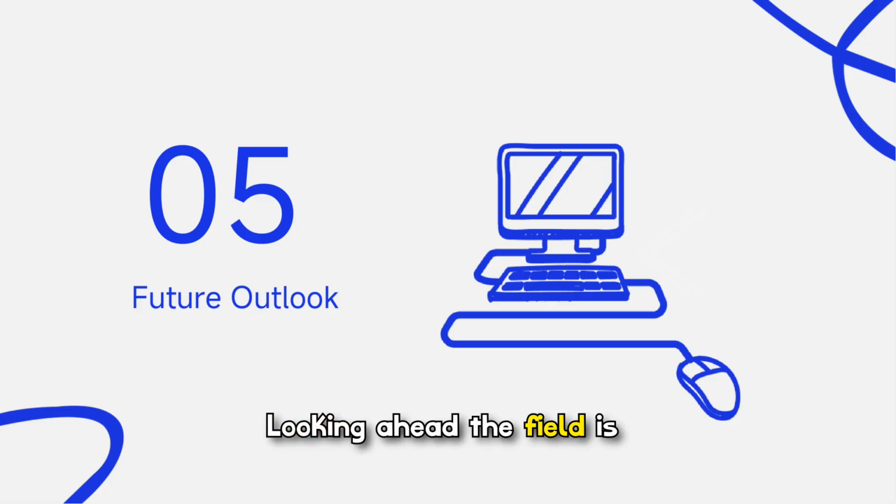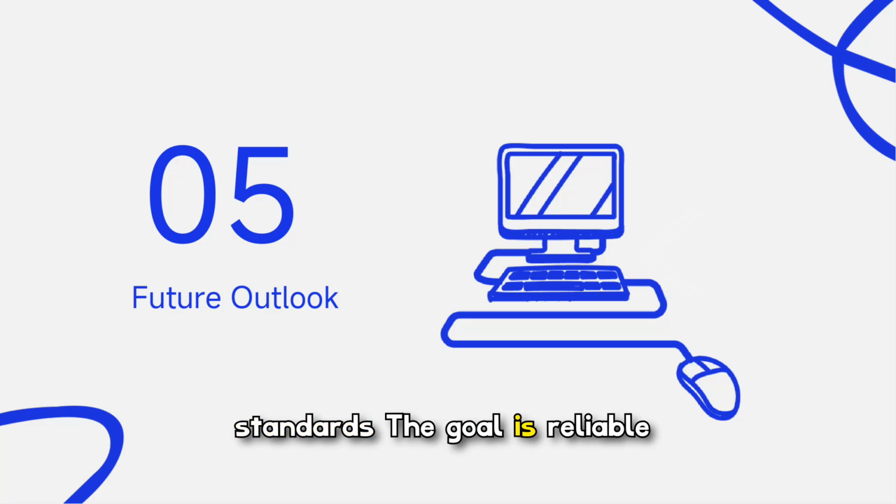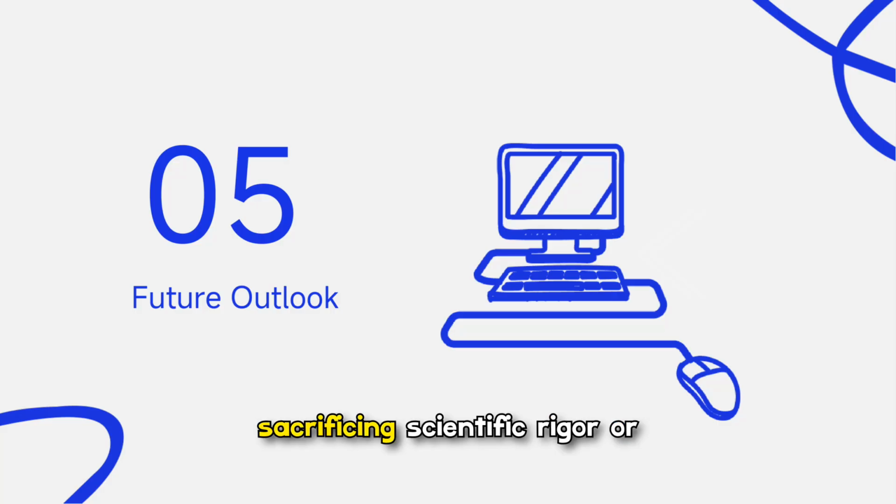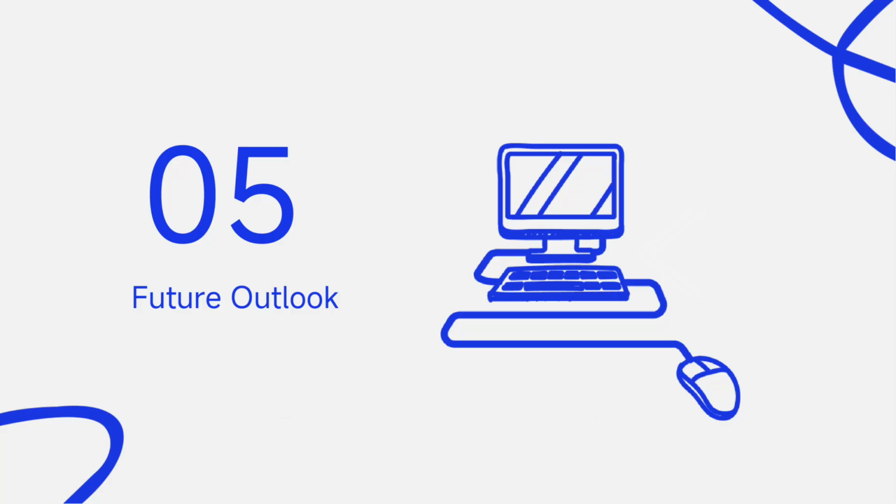Looking ahead, the field is moving toward hybrid, explainable platforms that combine mechanistic models with machine learning, while emphasizing uncertainty quantification and ethical standards. The goal is reliable, interpretable tools that can serve as patient digital twins and clinical decision aids without sacrificing scientific rigor or safety.